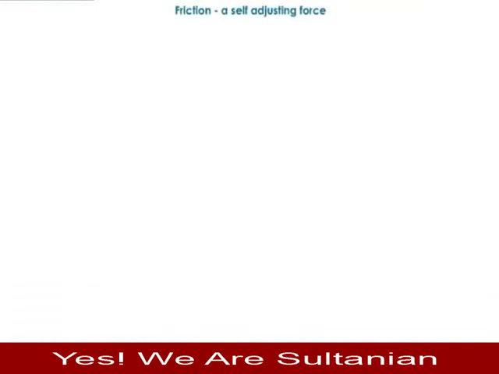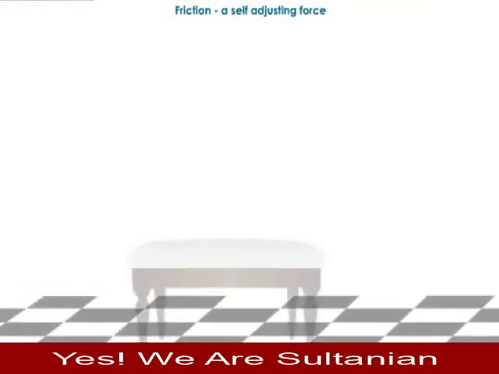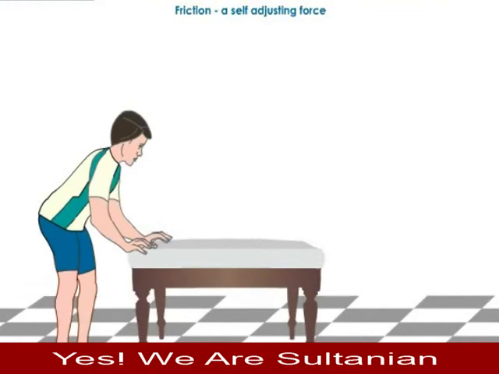Friction, a self-adjusting force. Friction is a self-adjusting force. How does this happen? Let us take the example of a table resting on a floor. Push the table gently. The table does not move. The frictional forces oppose the motion.